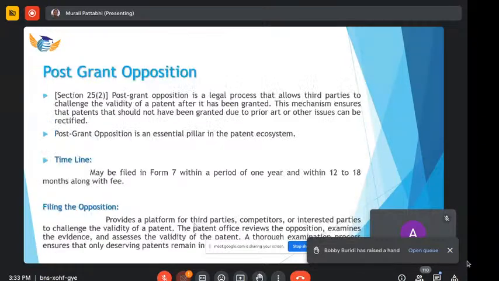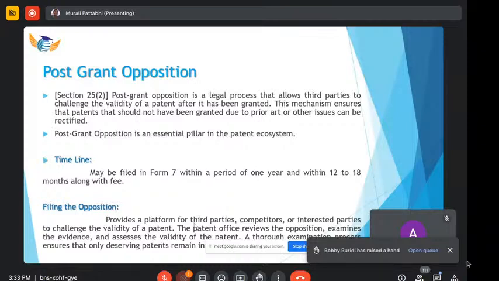He would take a decision. As we discussed, we need to raise the post-grant opposition within 18 months, but generally it is 12 months only. Maximum is 18 months. Within 18 months from the date of grant, we need to raise opposition.